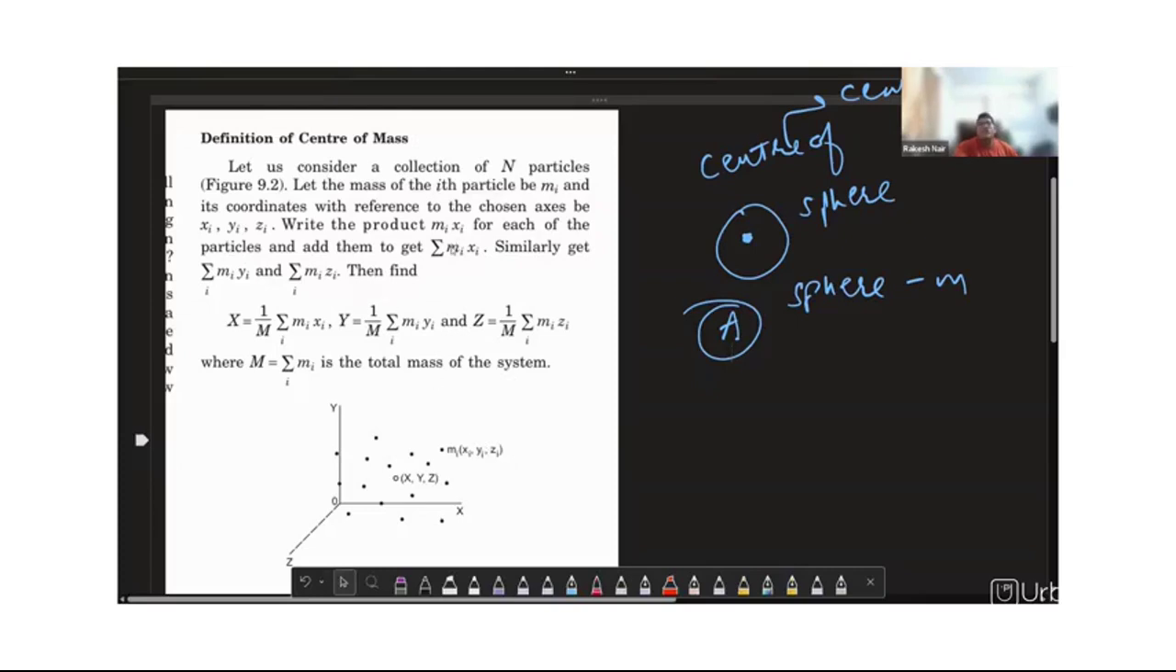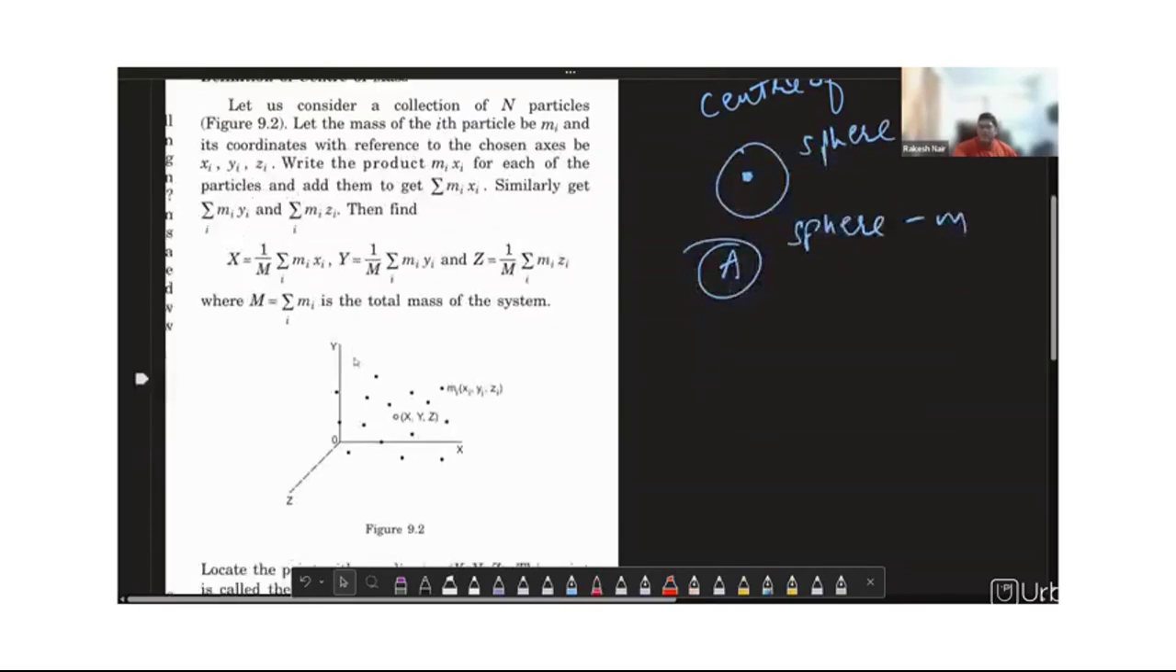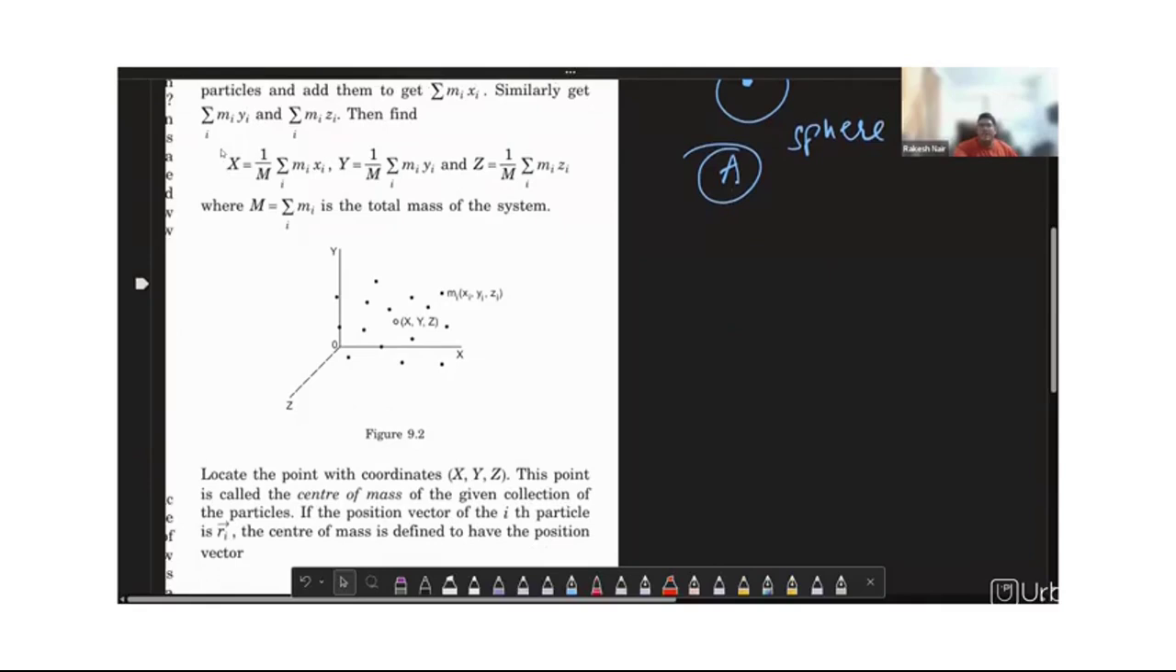We are writing the product of mi, xi for each of the particles and then taking a summation. So the summation comes out to be the resultant of mi, xi. Similarly, we are going for the y-axis and then for the z-axis, respectively. So the net x will be 1 by M summation of mi, xi, and y will be 1 by M summation of mi, yi, whereas z will be 1 by M summation of mi, zi.